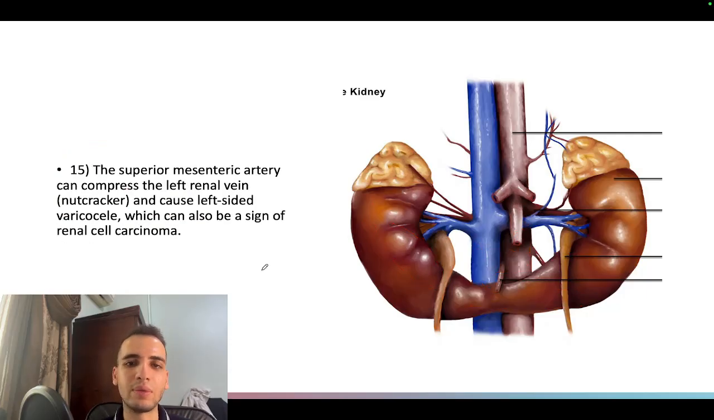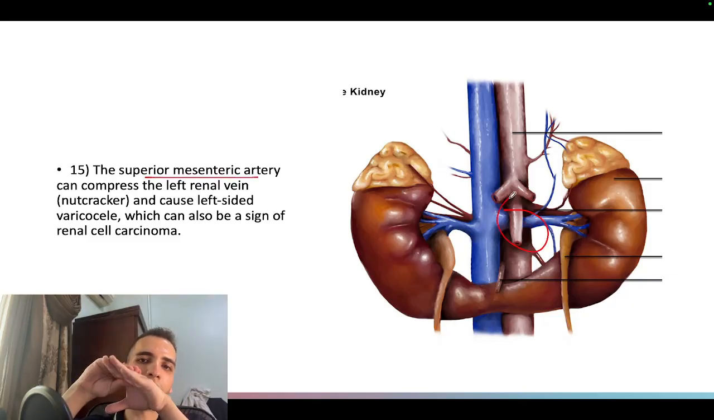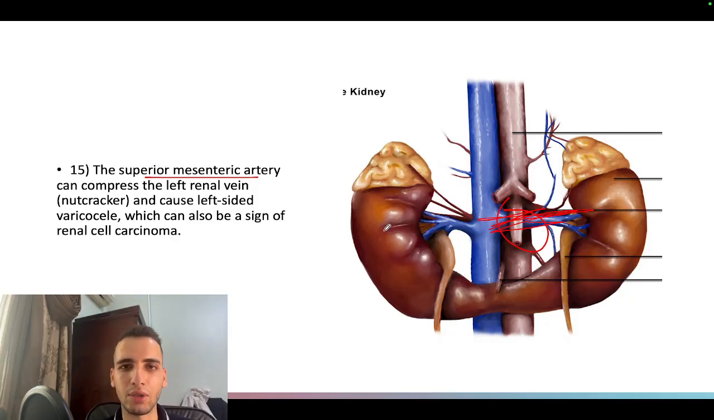The next concept is that the superior mesenteric artery here can compress the renal vein. It's called nutcracker syndrome, and this can cause varicocele. Also, if there is renal cell carcinoma, it can infiltrate the renal vein and also cause varicocele. So varicocele on the left side can be a sign of malignancy.